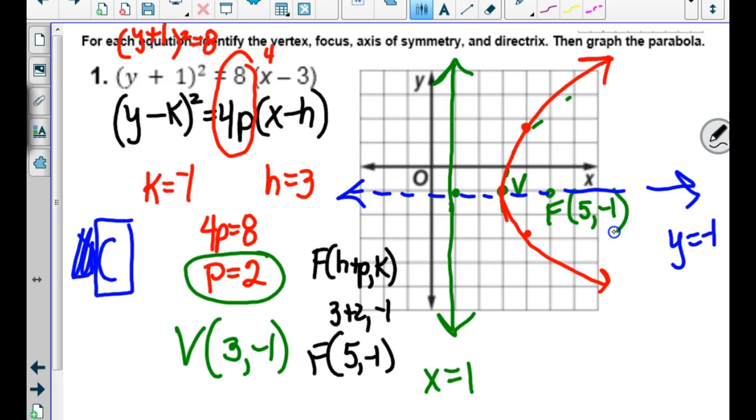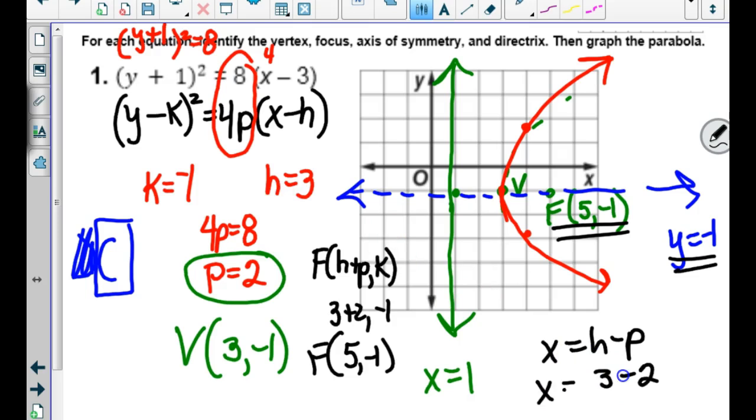Okay. And it says the axis of symmetry is y equals k. K was negative 1, so we have y equals negative 1. We got that one. And the directrix, it says, is x equals h minus p. H we had was 3. P was 2, so we get x equals 1, which is this. You see, you can just follow the recipe right on the sheet.